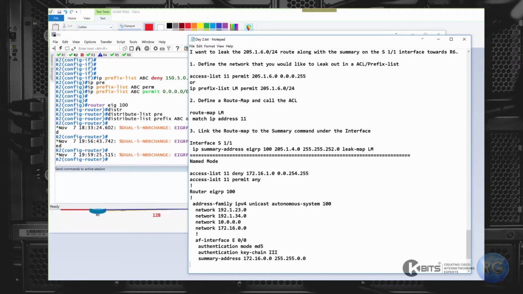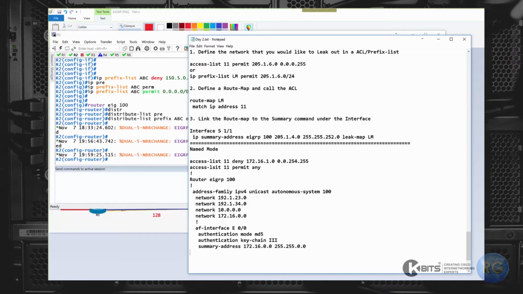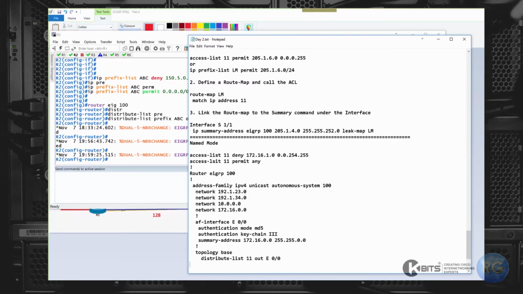If I want to do anything with either distribute list or generally your redistribution, I would do it under what is known as the topology base. And here is where you would specify your distribute-list 11 out E0/0. Do you get my point? So everything for EIGRP is one place now. I don't need to do a show run interface to figure out what are the EIGRP commands. I do show run router EIGRP and I see everything in one place. Good so far?